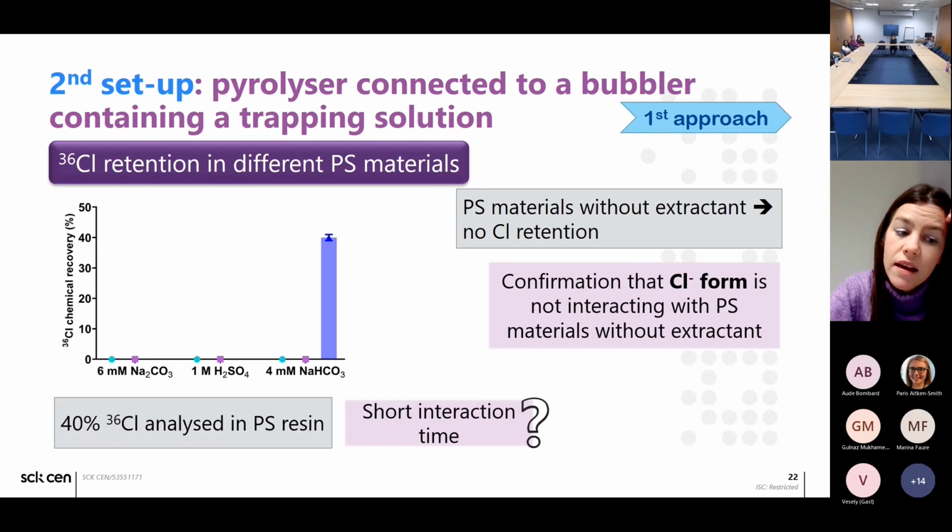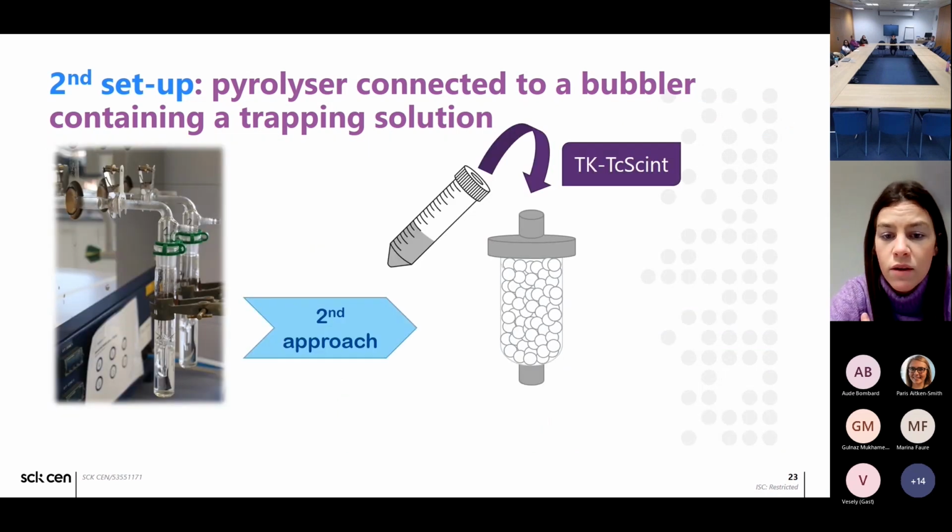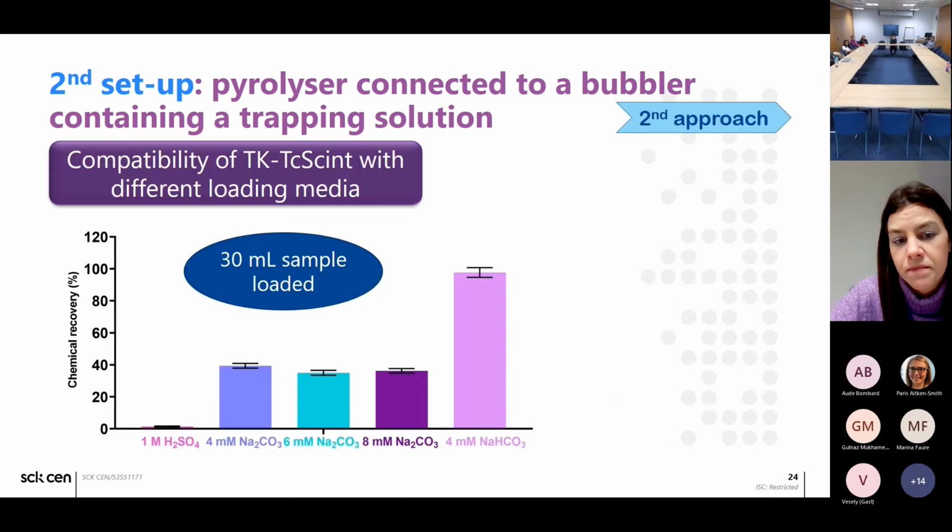And then we hypothesized that the 40% chlorine chemical recovery was due to a short interaction time. And therefore, if we mix it during 1 hour, 2 hours instead of 2 minutes, we will get a higher recovery. But overall, the main conclusion here was that the PR resin was the best performing material. So then we went for the second approach, which was loading the trapping solution into a PR resin and then measuring the cartridge right afterwards.